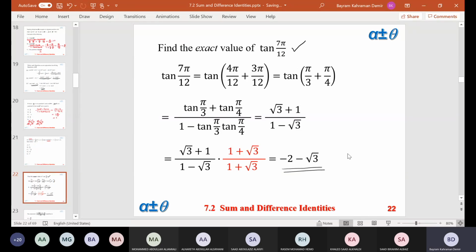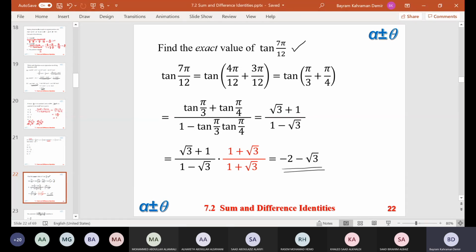And here is a nice question about the tangent, Shabab. How do we calculate the tangent of 7 pi over 12? Again, the simple idea, 7 pi is 4 pi plus 3 pi. So it is 4 pi over 12 plus 3 pi over 12. That means pi over 3 plus pi over 4. All right, 7 pi over 12 is the same as pi over 3 plus pi over 4.